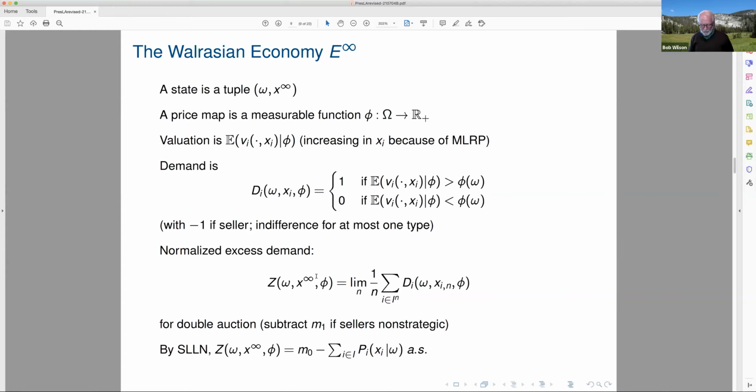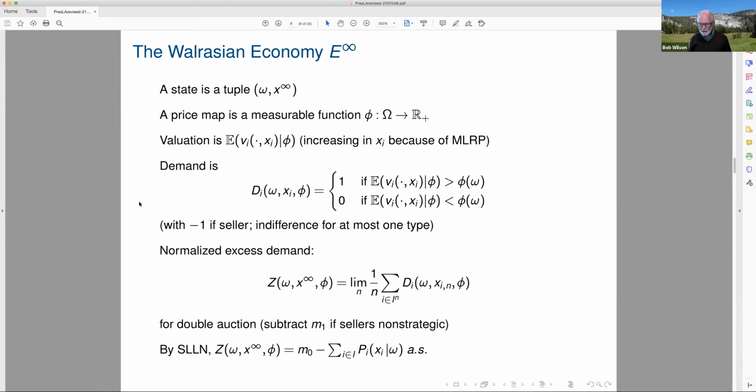Similarly for a seller. And we have a normalized excess demand then, which is this Z. That is, we're taking the limit as the average, 1/n of the sum of their demands. Similarly for a double auction. If the sellers are non-strategic, we'd subtract that out. But the point is that either way, by the strong law of large numbers, that excess demand is just going to be this number of unserved customers or participants, M naught, minus all these people that got signals too low to participate. So this is the measure of those in this normalized system.